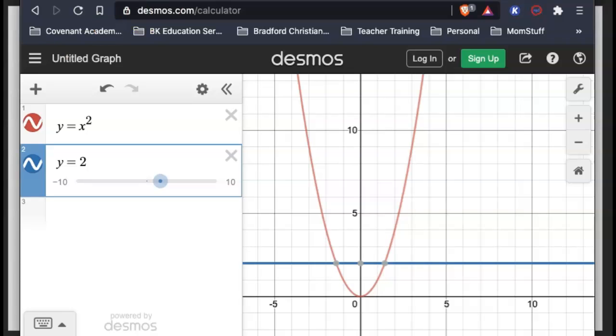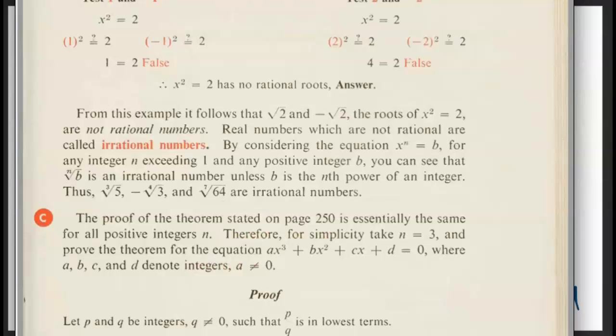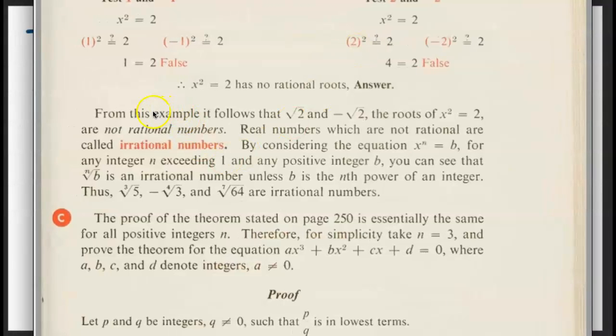So back to our textbook, page 251 or 257, whichever. From this example, it follows that square root 2 and negative square root 2, the roots of x squared equals 2, are not rational numbers. Now notice we could include the negative square root 2, because remember that's the book's notation for the negative square root. Real numbers which are not rational are called irrational numbers. They can't be written as a fraction of integers.